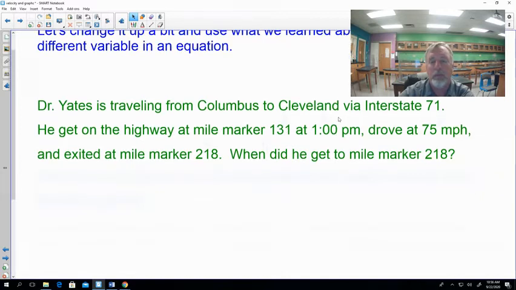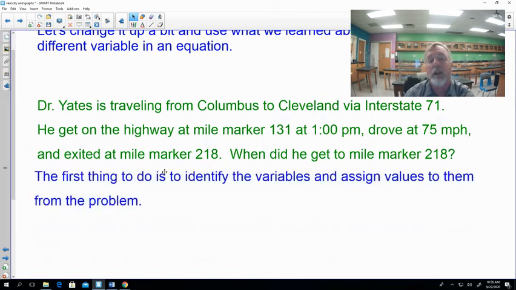So again, I'm going to say I'm going up to Cleveland on I-71. And we're going to start at mile marker 131 at 1 o'clock. This time, though, I'm giving the speed. Right? We drove at 75 miles per hour, and we still exited at mile marker 218. When did I get there to mile marker 218?